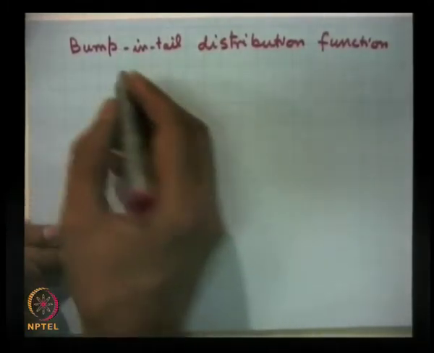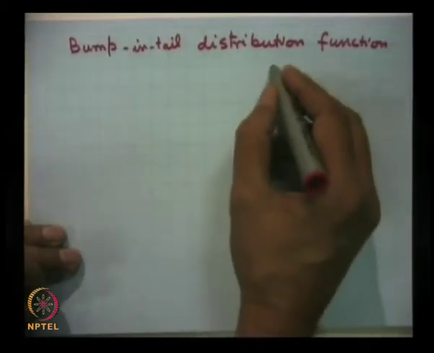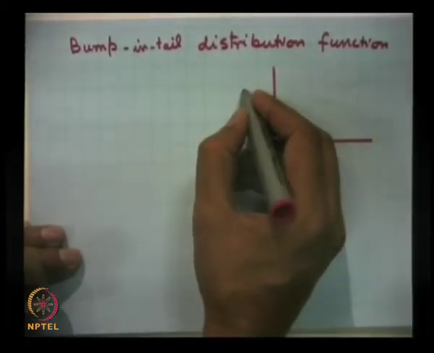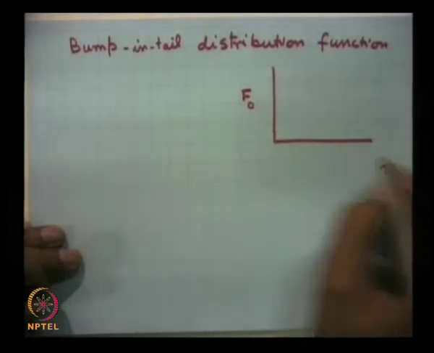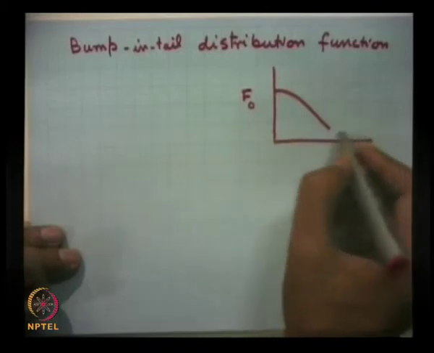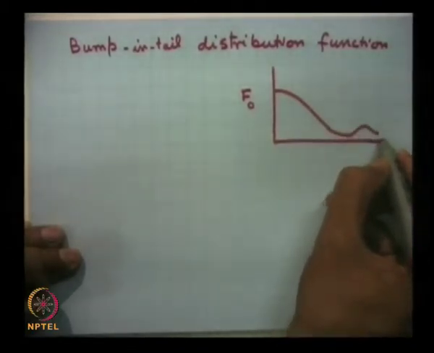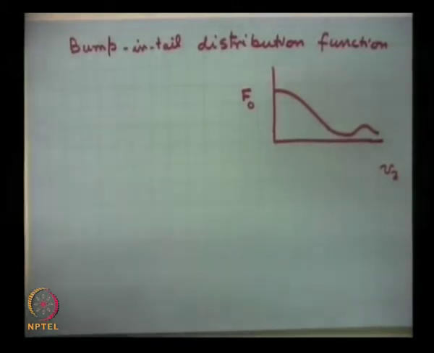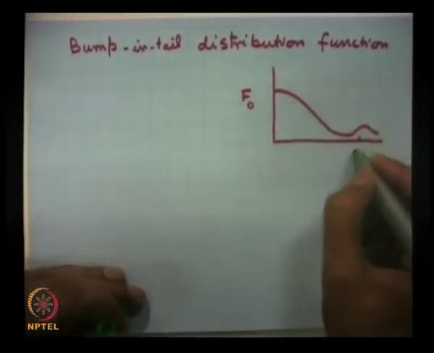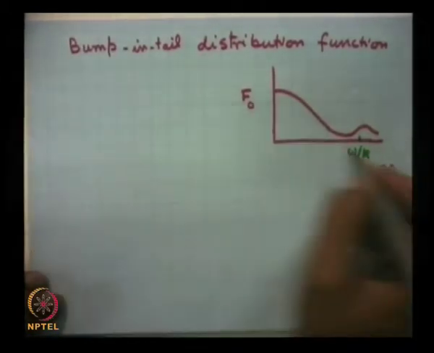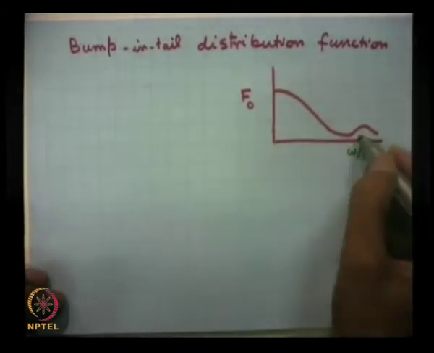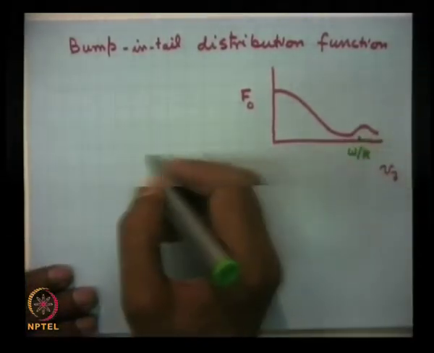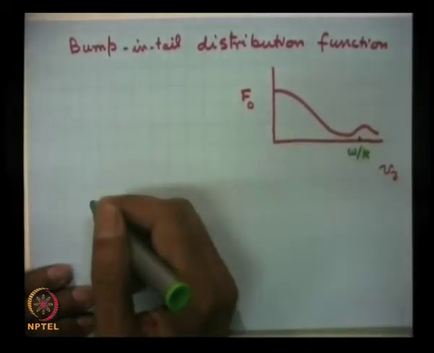So, suppose we have a plasma which has a distribution like this. I call it F0, as a function of Vz. If I plot, I get this kind of thing, and this goes like this. So, there is a bump in the tail of the distribution function, and in case your wave phase velocity were lying somewhere here, the slope is positive here, and the imaginary part of omega will be positive, and that will give rise to growth of the wave.